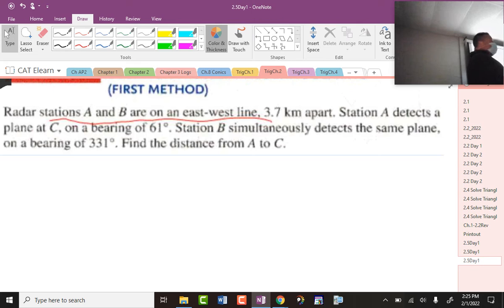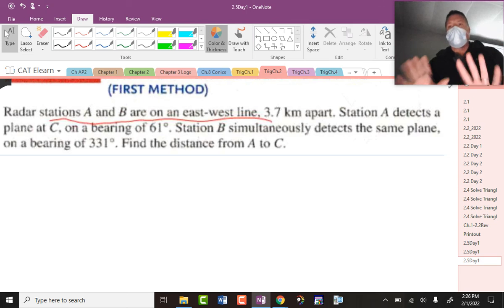Station B simultaneously detects the plane on a bearing of 331. Where is the plane compared to B? Above or below? 3, 2, 1, go. Still above. Where is the plane compared to B? Left or right? 3, 2, 1, go. Left. Hallelujah. Which is just a general word of praise.